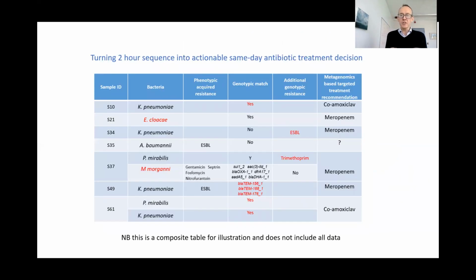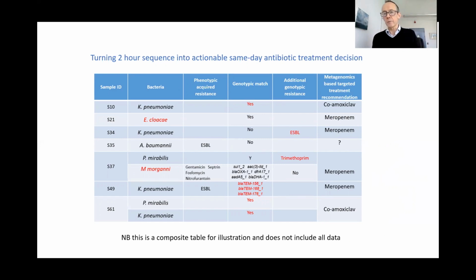Now, the challenge, the opportunity, is to turn that 2-hour sequence result within a 7-hour workflow into a same-day actionable antibiotic treatment decision. This is not a complete table, but all I'm really trying to illustrate here is that the matching between genotype and phenotype is really good, although, third one down, S34, we found here additional genotypic resistance that was not phenotypically identified.